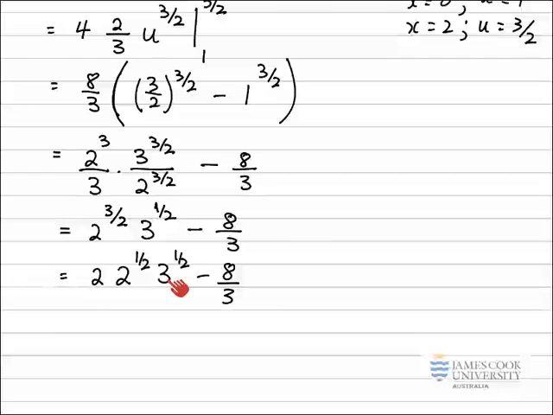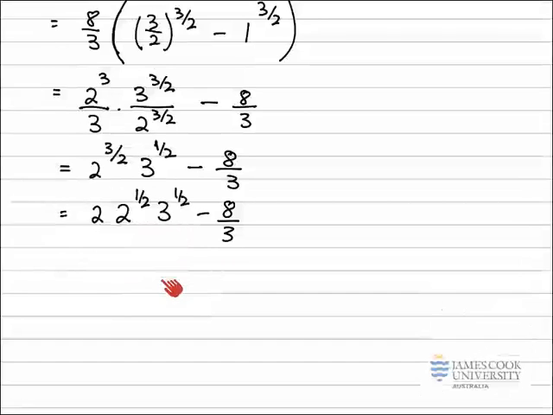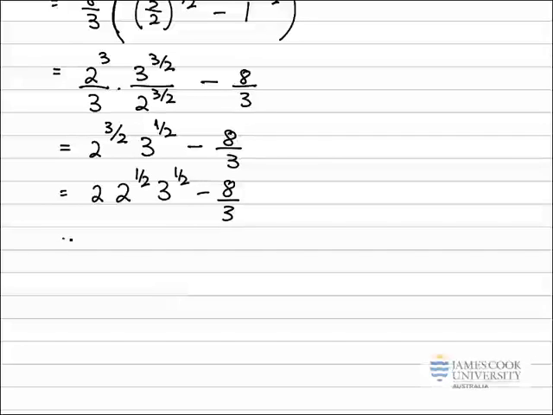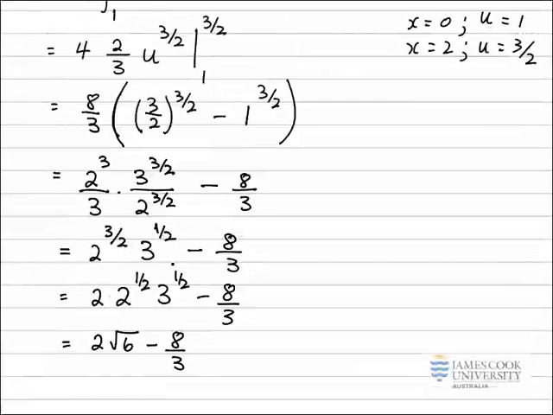So now I can combine those. This is the square root of 2 times the square root of 3, which is the square root of 6. So we can simplify this a little bit further to give me 2 root 6 minus 8/3. That's the exact answer. If I wanted to get a decimal approximation for this, I could put this into the calculator, write out the first few decimal places, but this is the correct answer, which is exact.